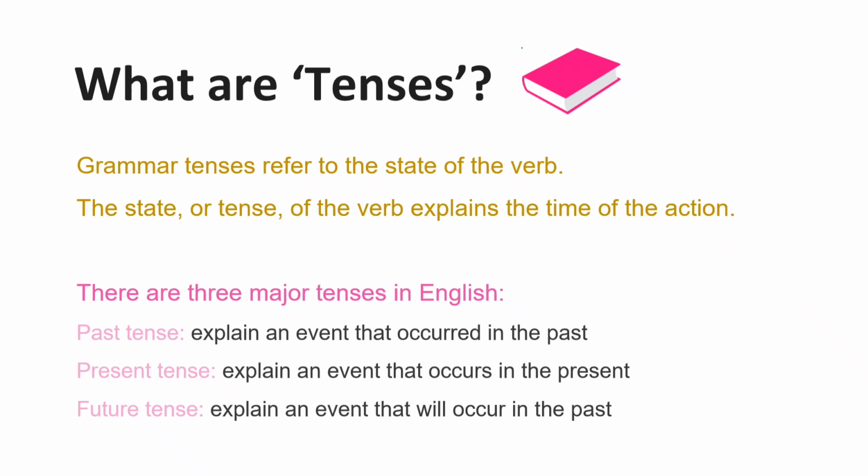Now we have three major tenses in English. The past tense, that explains an event that occurred in the past. Present tense, that explains an event that occurs in the present. And the future tense, which explains an event that will occur in the future.